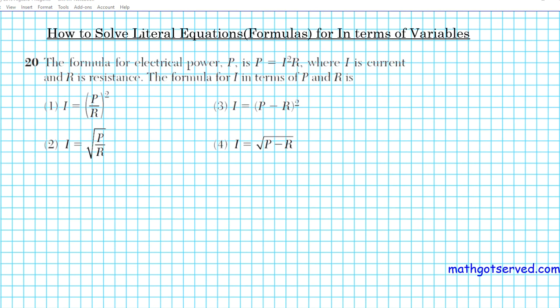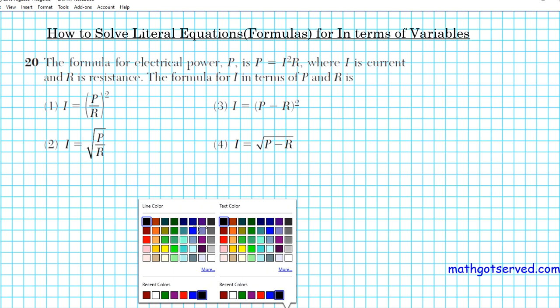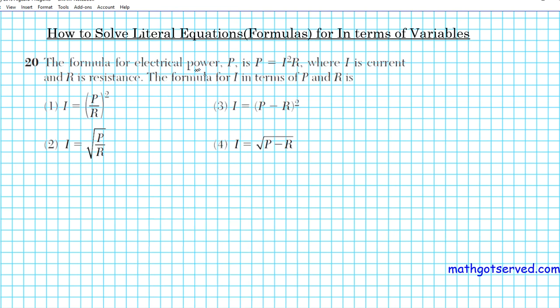Alrighty, let's take a look at question number 20. In question number 20, we're going to be assessed on how to solve literal equations or formulas in terms of specified variables. Okay, so let's take a look at question 20. It reads, the formula for electrical power P is P equals I square R, where I is current and R is resistance. The formula for I in terms of P and R is, so what on earth does this mean? Formula for I in terms of P and R.